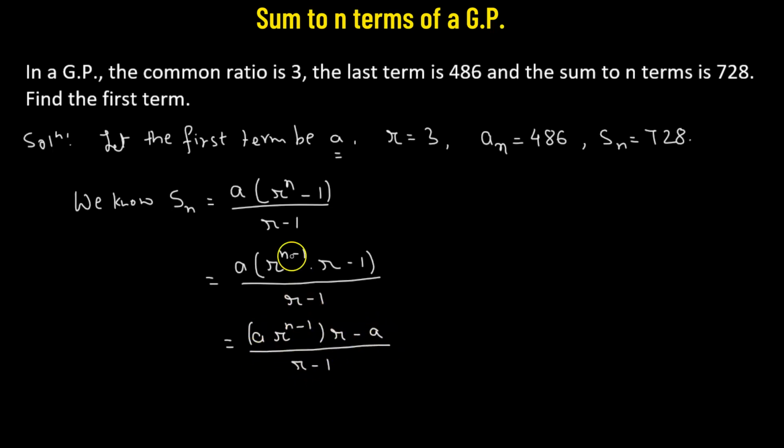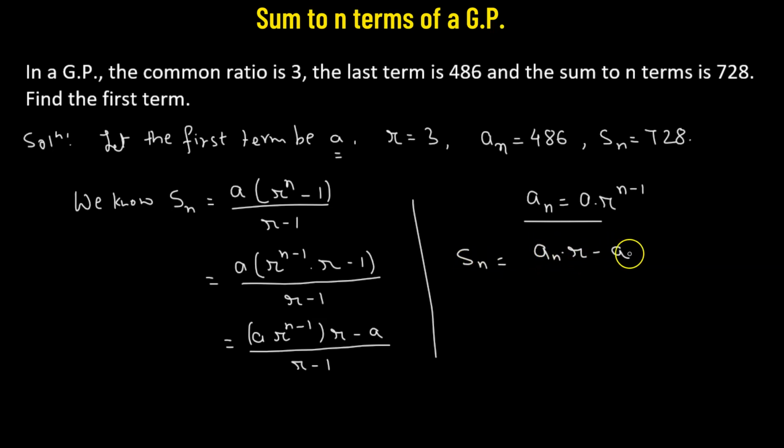The reason why we expressed r^n as r^(n minus 1) times r is because we know that the nth term is also given by a times r^(n minus 1). Now that means our sum up to n terms can also be expressed as (a_n times the common ratio r minus a) divided by (r minus 1).